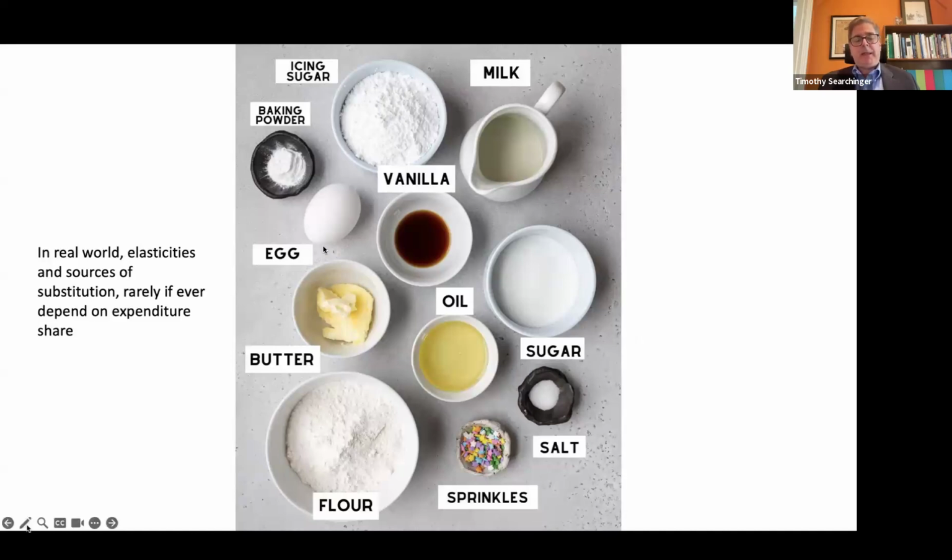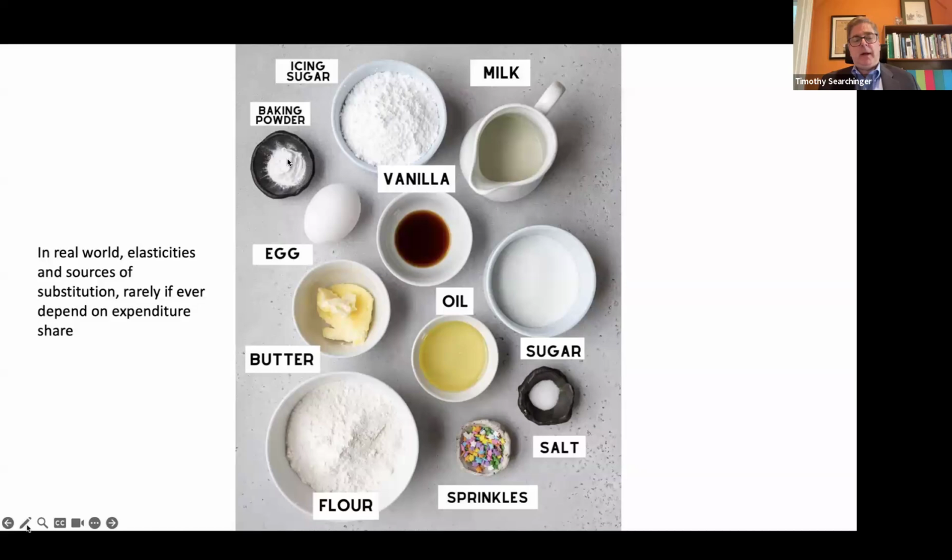But essentially what the model does is it assumes that when the price of one thing goes up, you switch to other things based on the share of the cost or the expenditure. So imagine you're making a cake and you have all these ingredients.